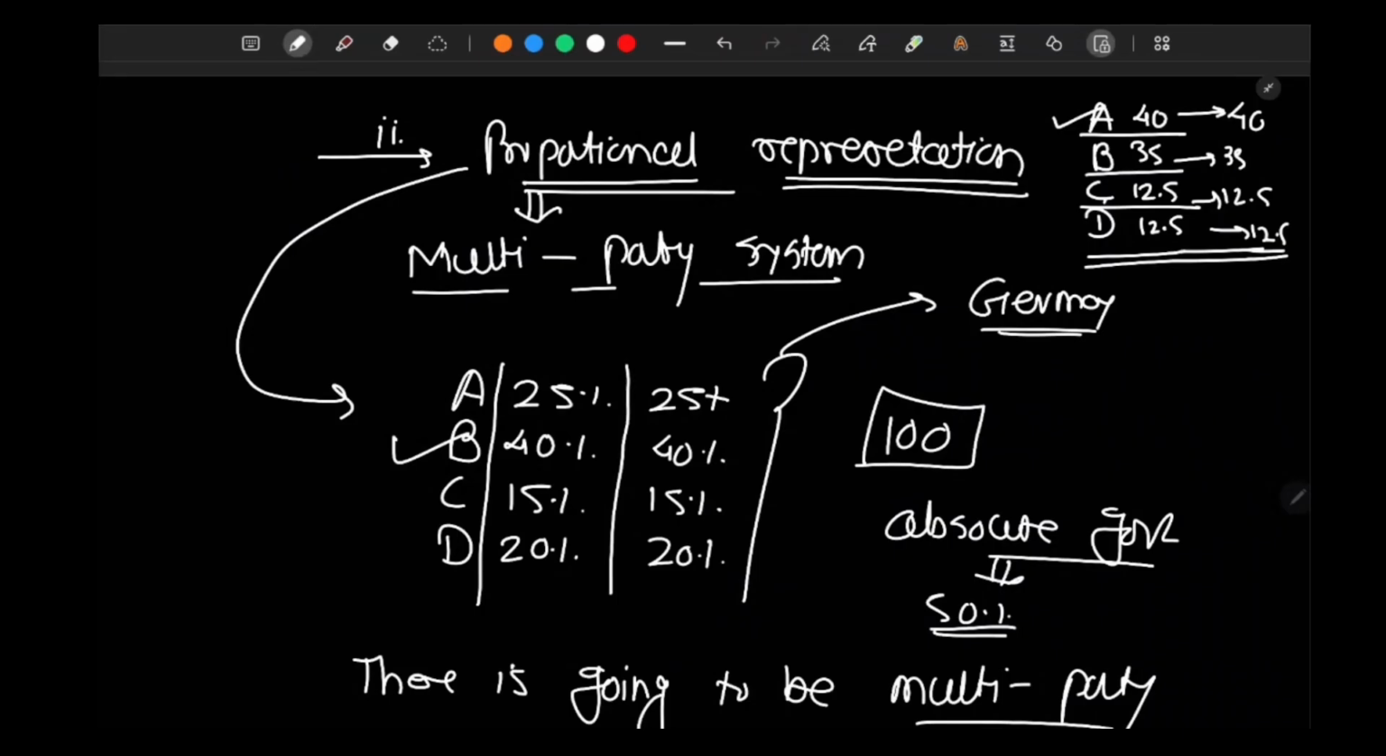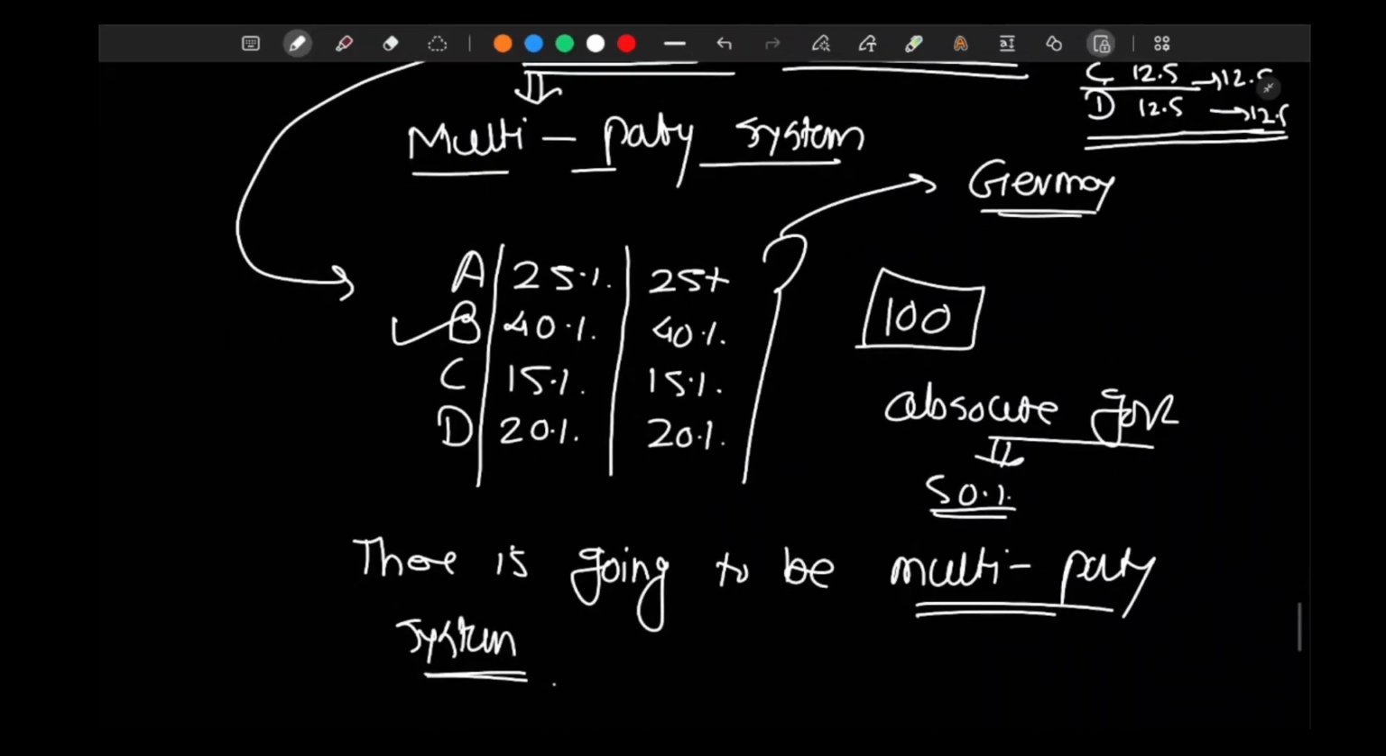Proportional to the votes you have, you get representation in National Assembly. Proportional to the votes you have, you get representation in National Assembly. This is the idea, right?